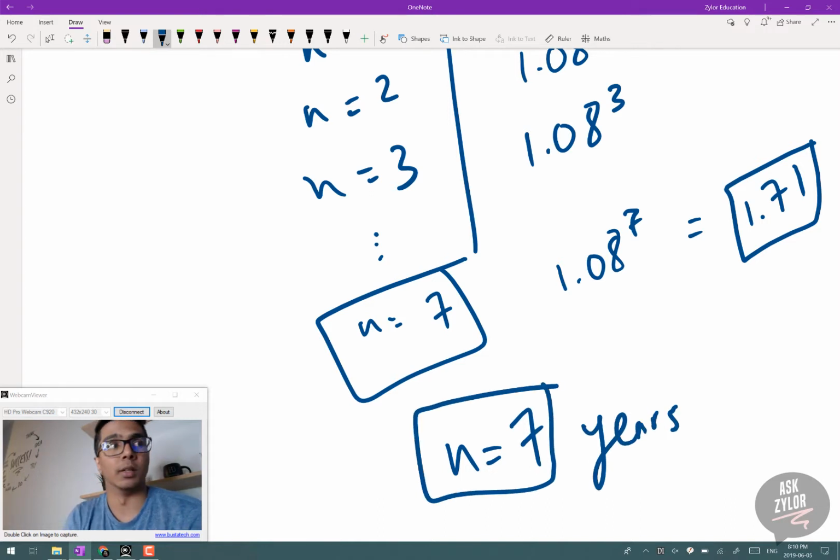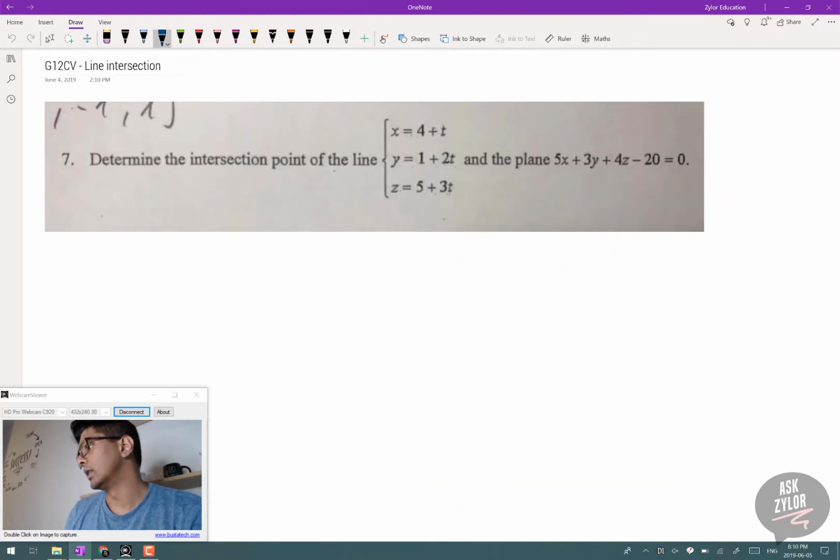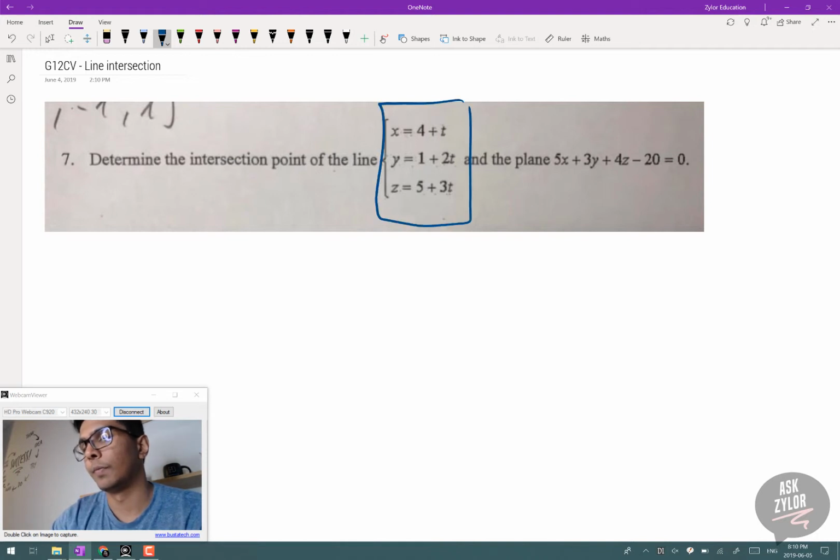So this is a grade 12 calculus and vectors question, so it's dealing with line intersections. So it's asking me to determine the intersection point of the line given to us as a parametric form and the plane given to us in the Cartesian form.